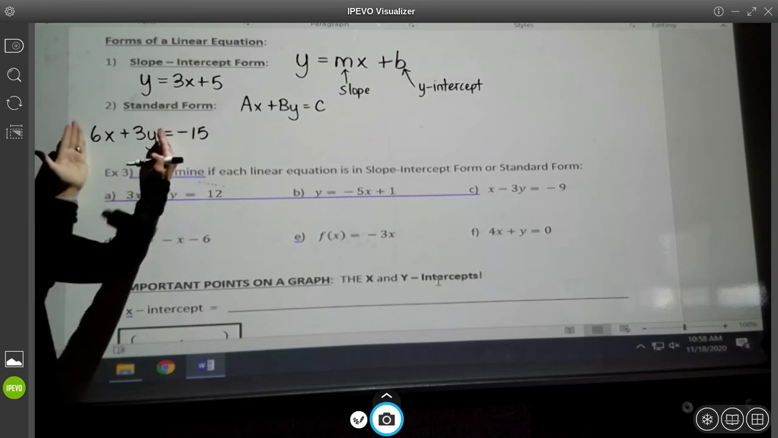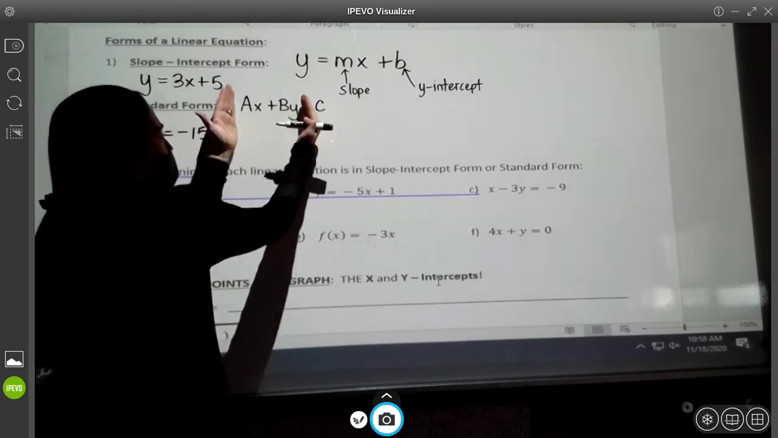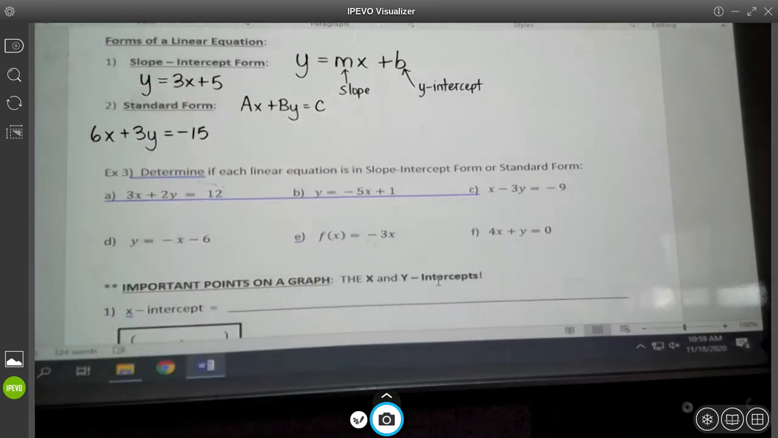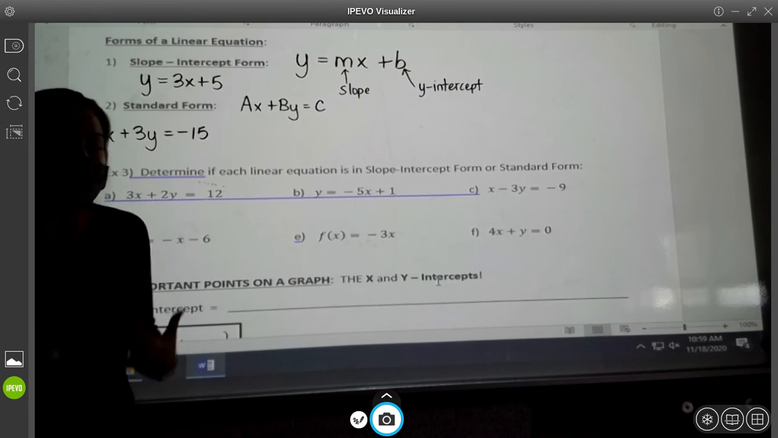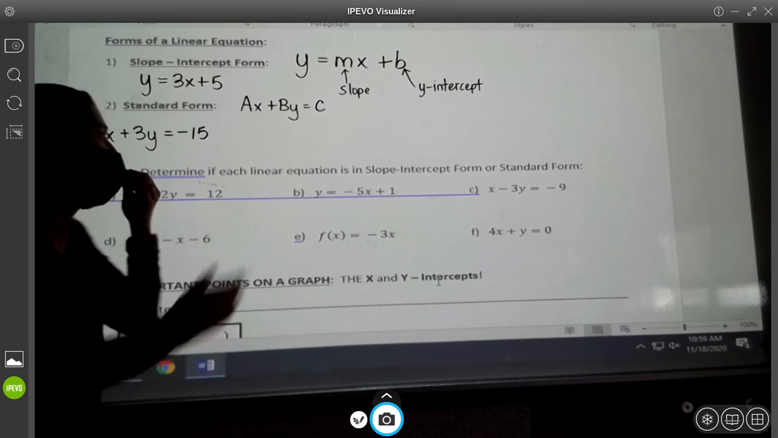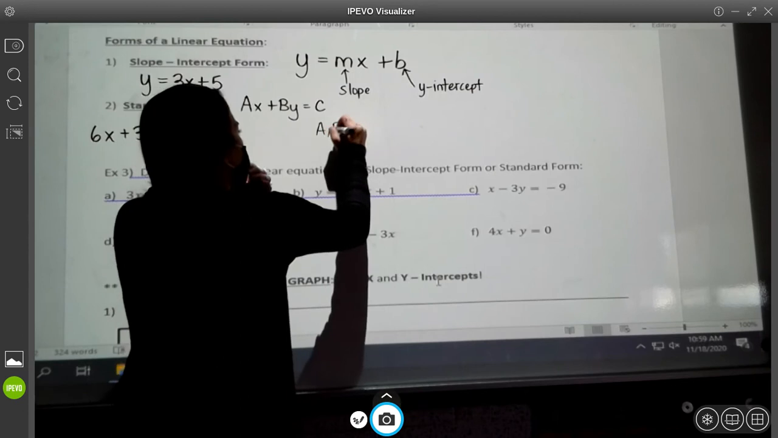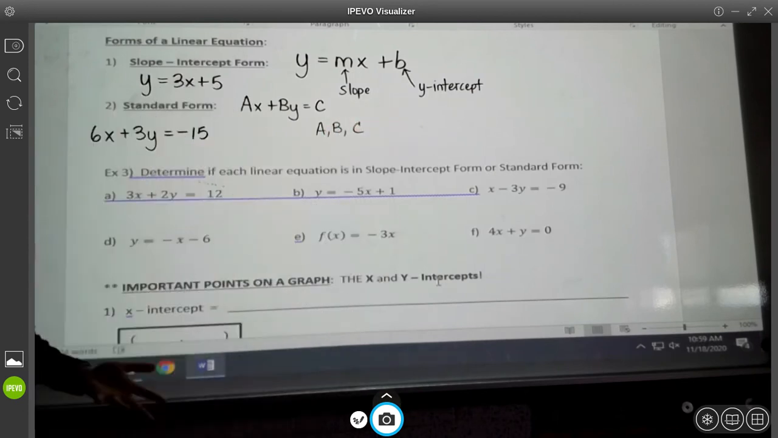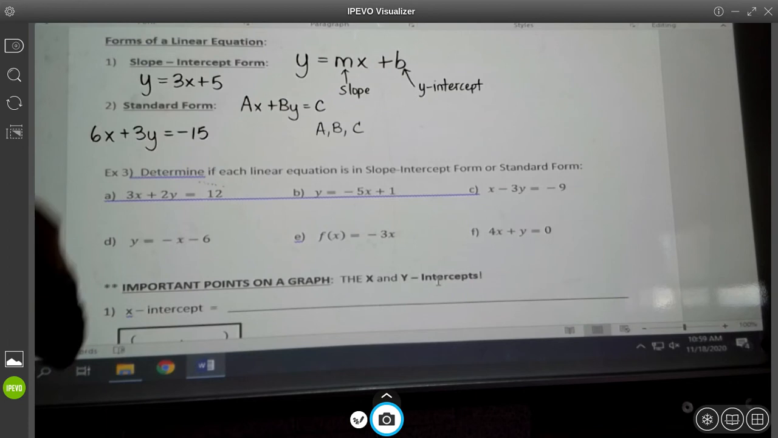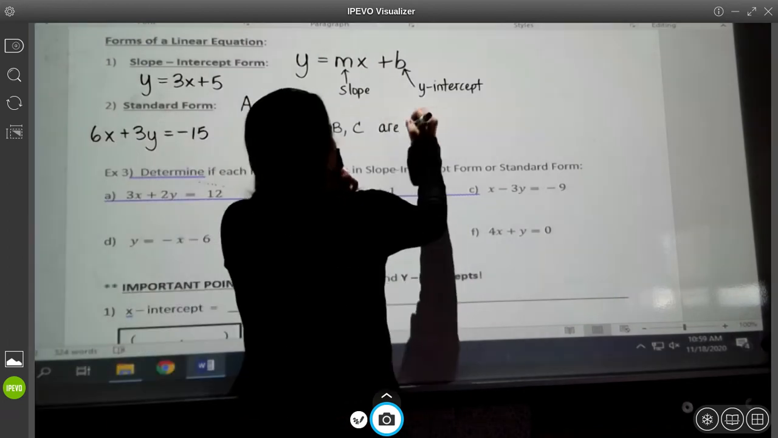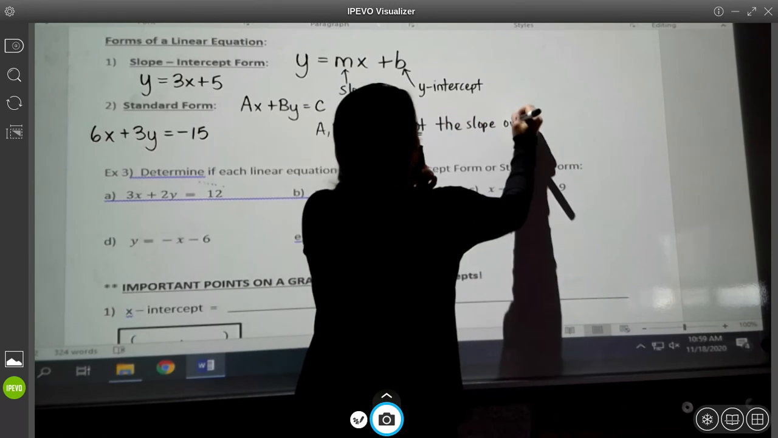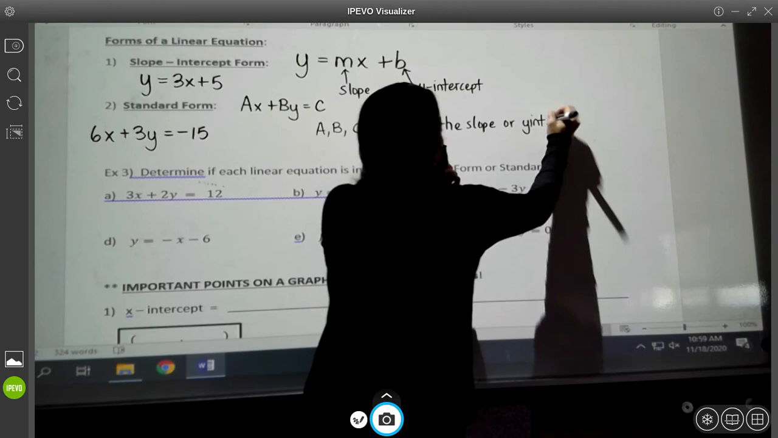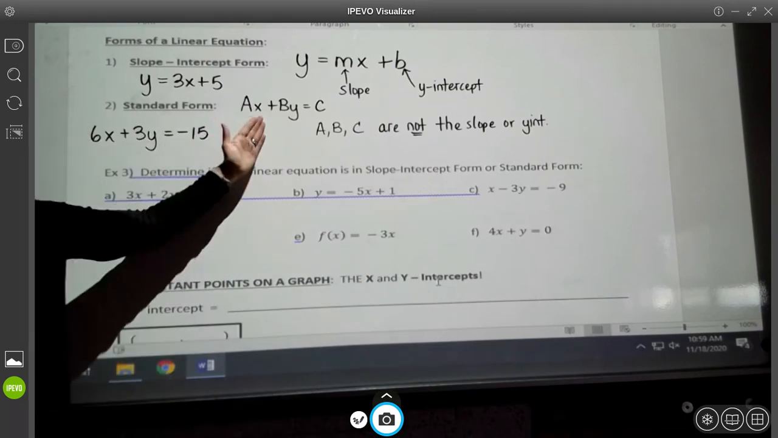The problem with standard form, though, guys, is a, b, and c are not the slope, and they're not the y-intercept. They don't have any special meaning about that line. So a, b, and c, they're kind of just random numbers to us at this point. They don't mean anything meaningful. They are not the slope or y-intercept. So that's kind of like, he's the bad guy. He's the form you don't want your line to be in because you don't know any of the important information just by looking at his equation, all right?